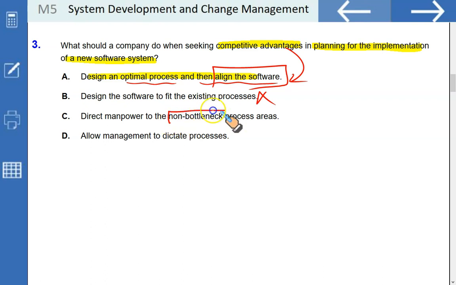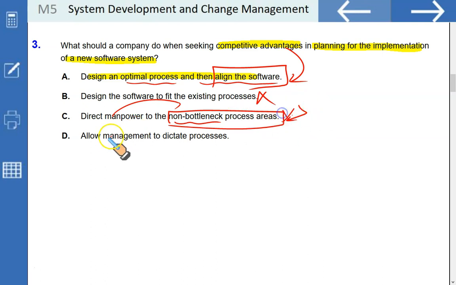Non-bottleneck process area means that operation or department that has excess capacity and it can even produce more. It can take on more workload. So why do we need to direct manpower on the process that already has a non-bottleneck process? So we don't need to. This statement is totally ridiculous. What we actually do, we direct our manpower to the bottleneck process where things are slowing down, that is causing constriction in our production flow.